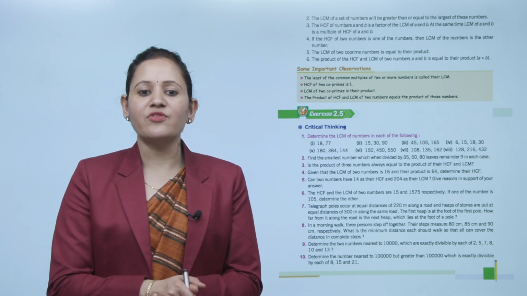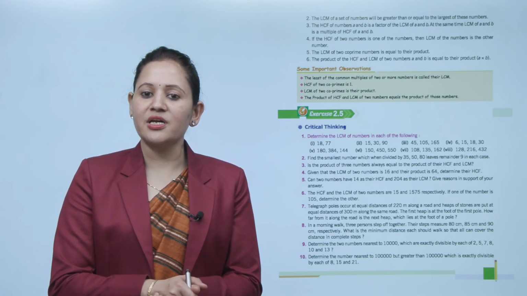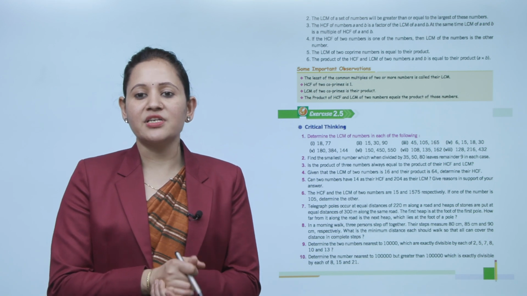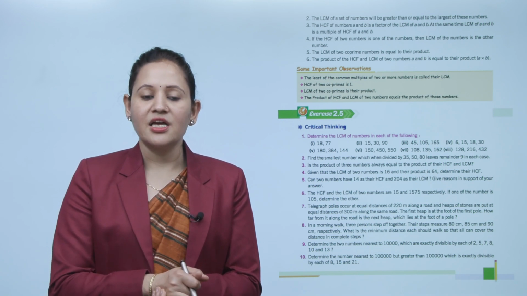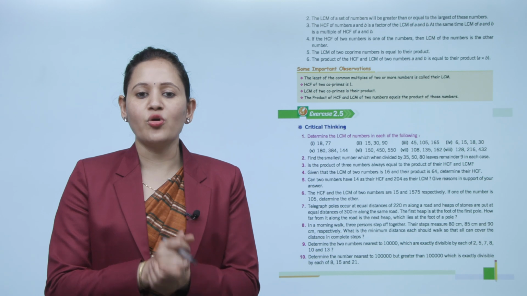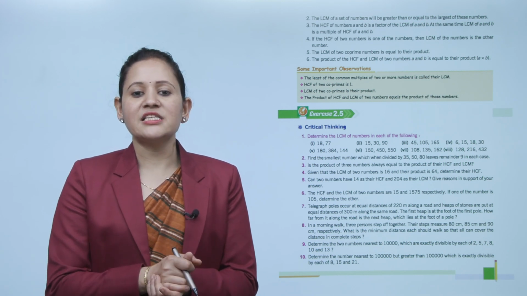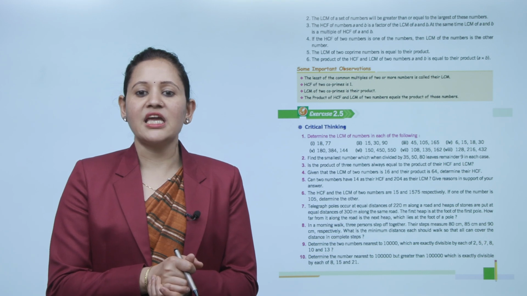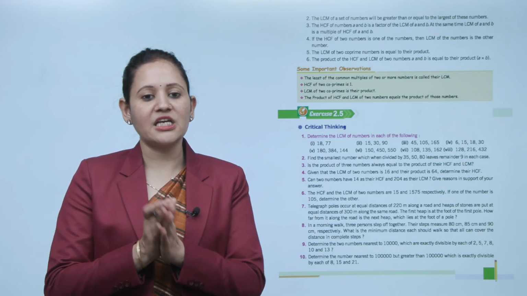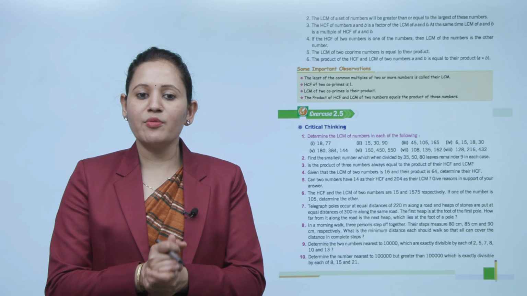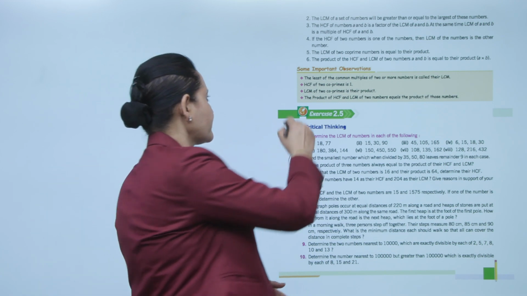If the HCF of two numbers is one of the numbers, the LCM of the numbers is the other number. The LCM of two co-prime numbers is equal to their product. The product of the HCF and LCM of two numbers A and B is equal to their product A into B.